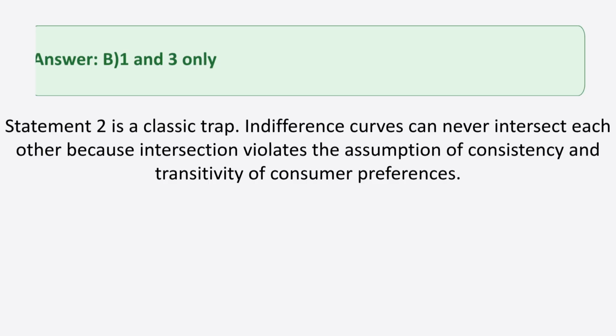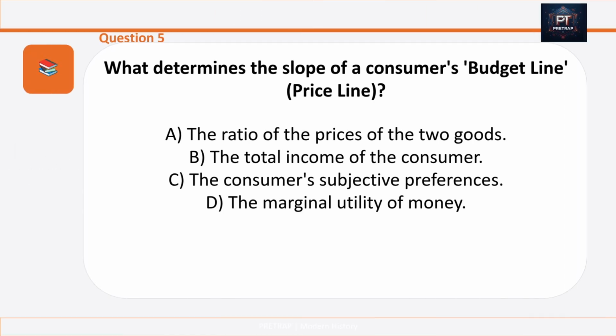Next question is what determines the slope of a consumer's budget line, which is also known as price line? Option A, the ratio of the prices of the two goods. Option B, the total income of the consumer. Option C, the consumer's subjective preferences. Option D, the marginal utility of money. And the answer is option A, the ratio of the prices of the two goods.